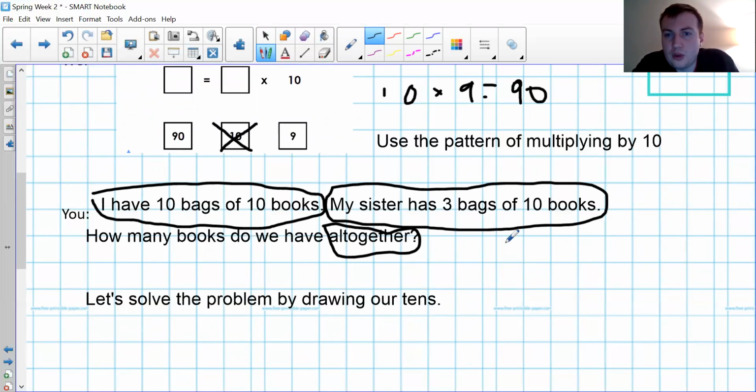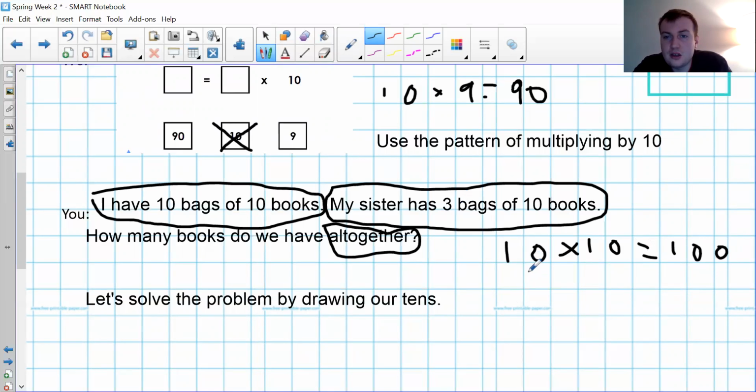Okay, let's start with how many we have. So I have 10 bags of 10 books. So I know my number sentence is going to be 10 times 10, which a lot of you know off by heart is 100. But well done if you also drew out 10 groups and put a 10 in each.